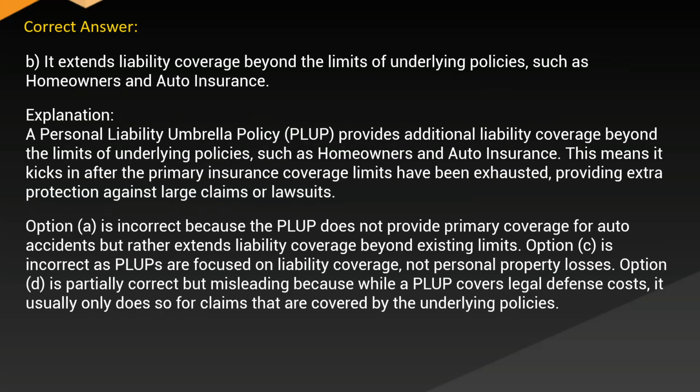Correct answer: B. It extends liability coverage beyond the limits of underlying policies, such as homeowners and auto insurance. Explanation: A personal liability umbrella policy provides additional liability coverage beyond the limits of underlying policies, such as homeowners and auto insurance. This means it kicks in after the primary insurance coverage limits have been exhausted, providing extra protection against large claims or lawsuits. Option A is incorrect because the PLUP does not provide primary coverage for auto accidents, but rather extends liability coverage beyond existing limits.